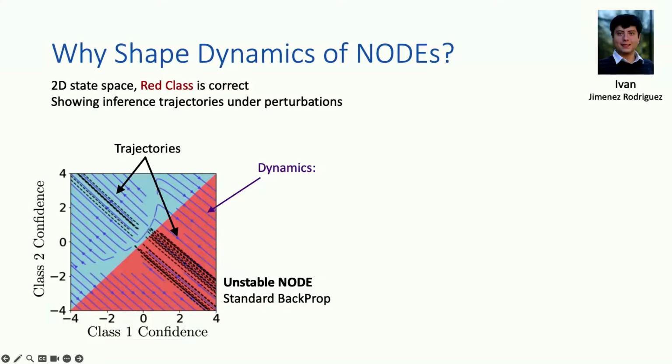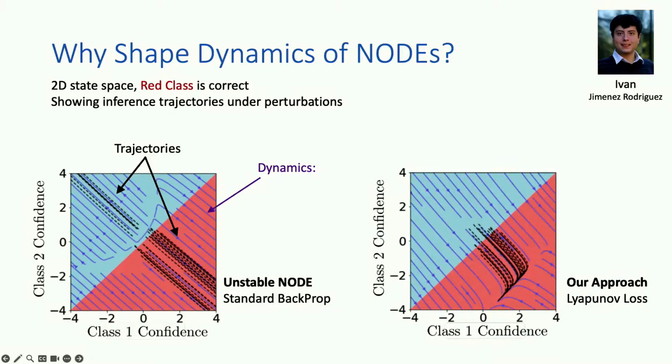And it's unstable, right? You perturb the input a little bit, you get an initial condition of the trajectory that takes you to the wrong class. If you train the dynamics of this neural ODE to be stable, then they all kind of robustly and quickly converge to the correct class. And that's the approach that I'll be describing in the next 10 minutes or so. And we call it Lyapunov loss.